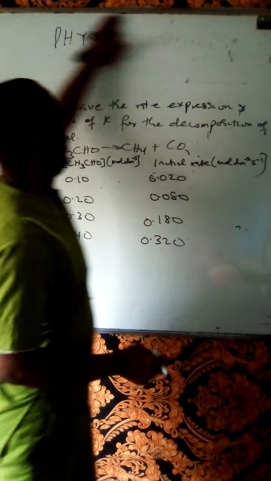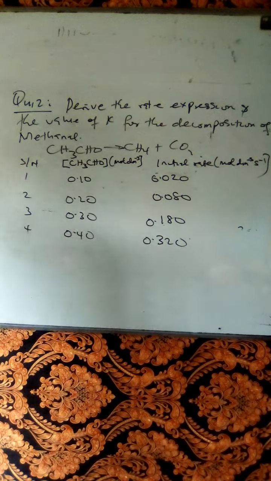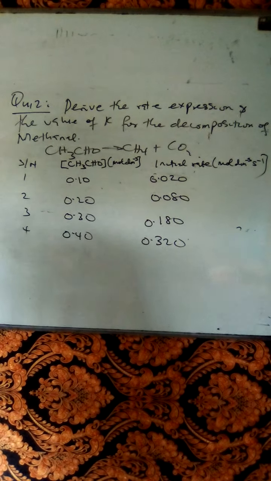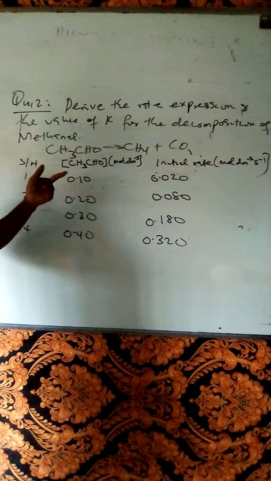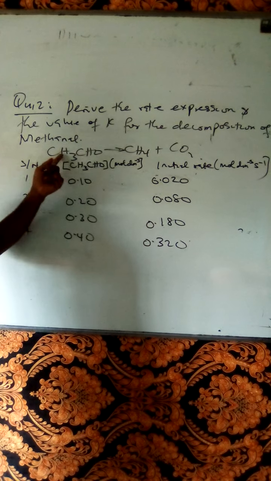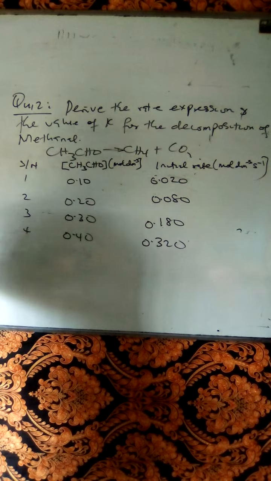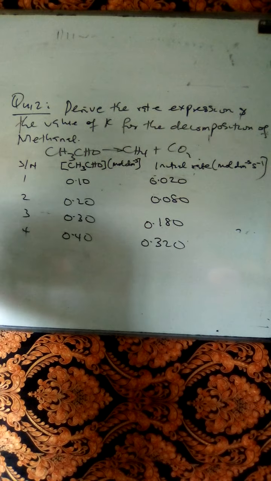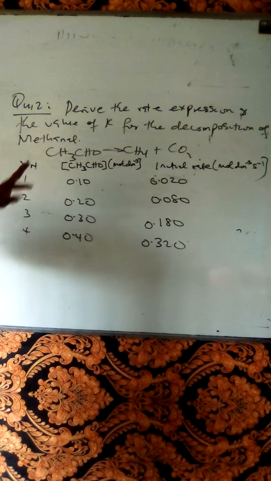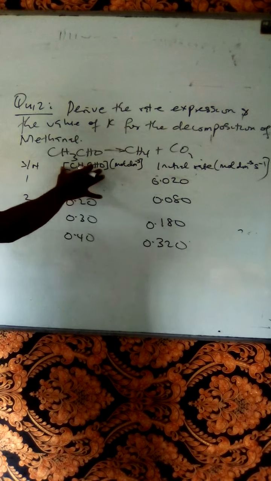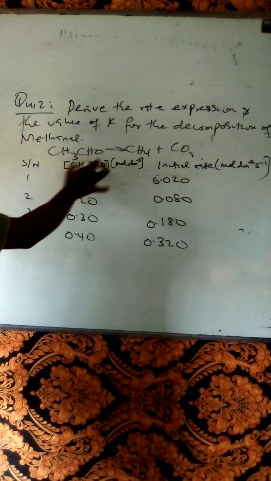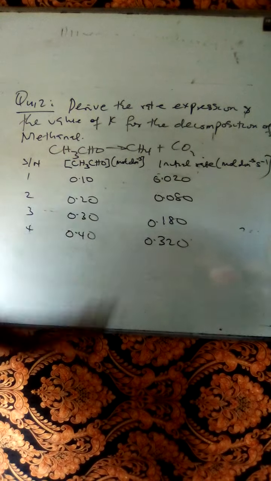So if you look at the reaction, the rate will be expressed in terms of the rate. What they gave us is the concentration of the reactant, which is methanol. So we're going to write an expression to present the rate expression for this reaction. Since methanol is what is used, we are ignoring methane and carbon monoxide.